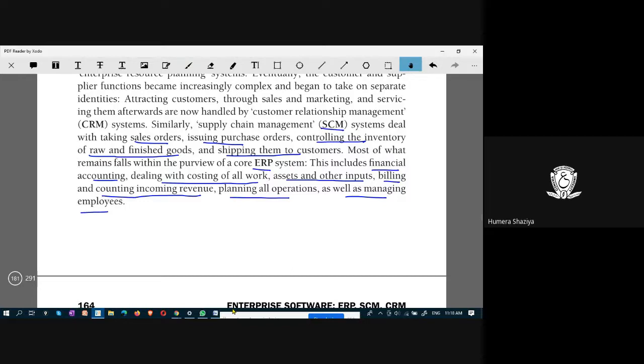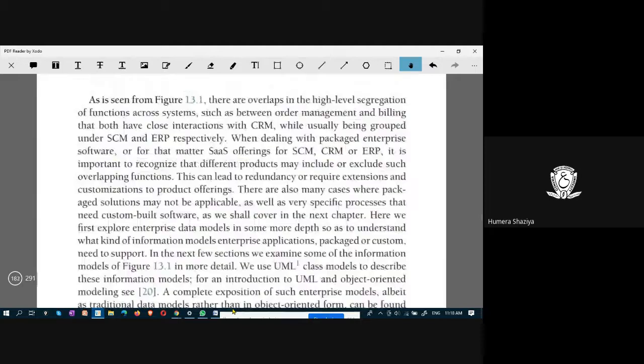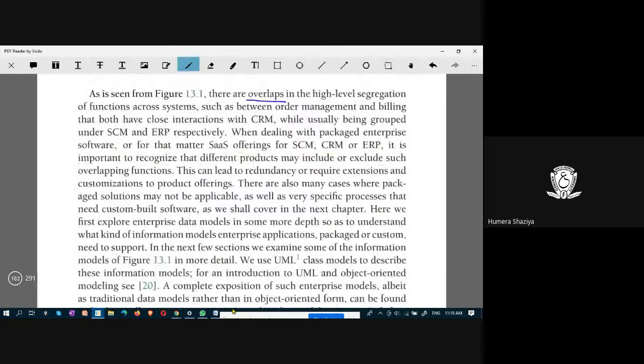Attracting customers through sales and marketing, and servicing them afterwards, is handled by CRM systems. And as explained earlier, there is an overlap. When dealing with packaged enterprise software, or for that matter SaaS offerings, these are part of the SaaS offering. It is important to recognize that different products may include or exclude overlapping functions.